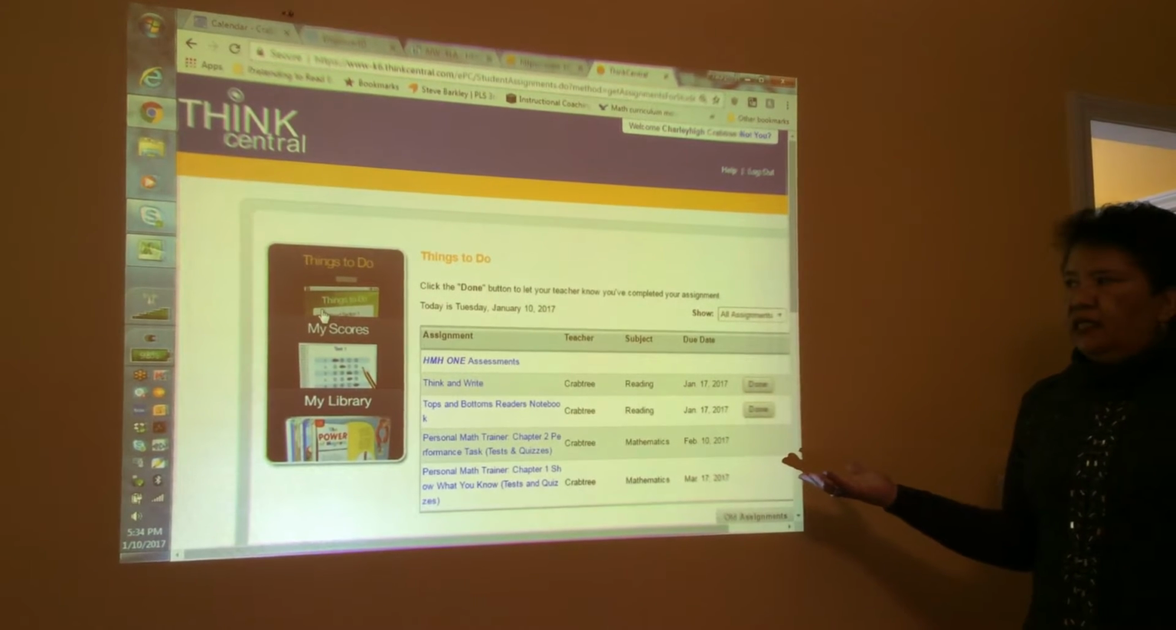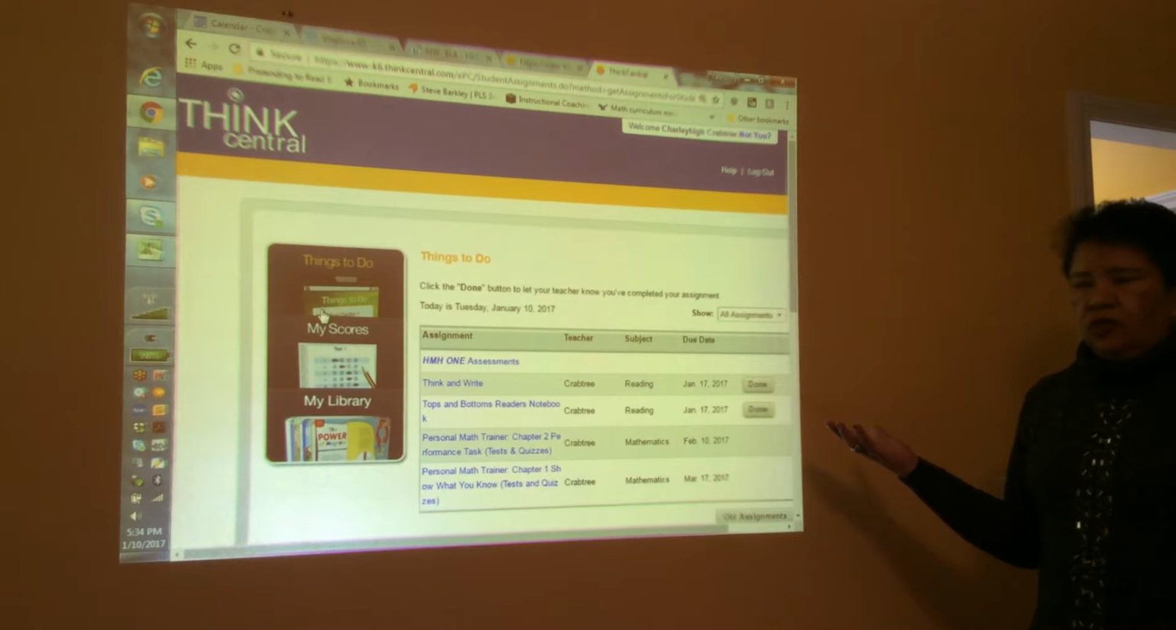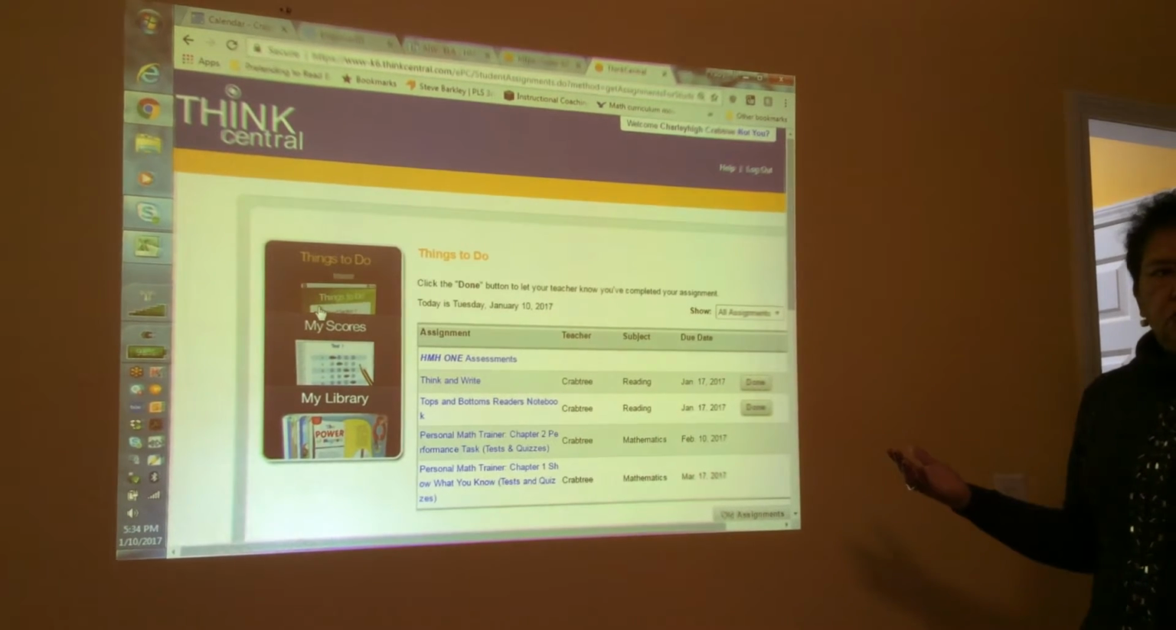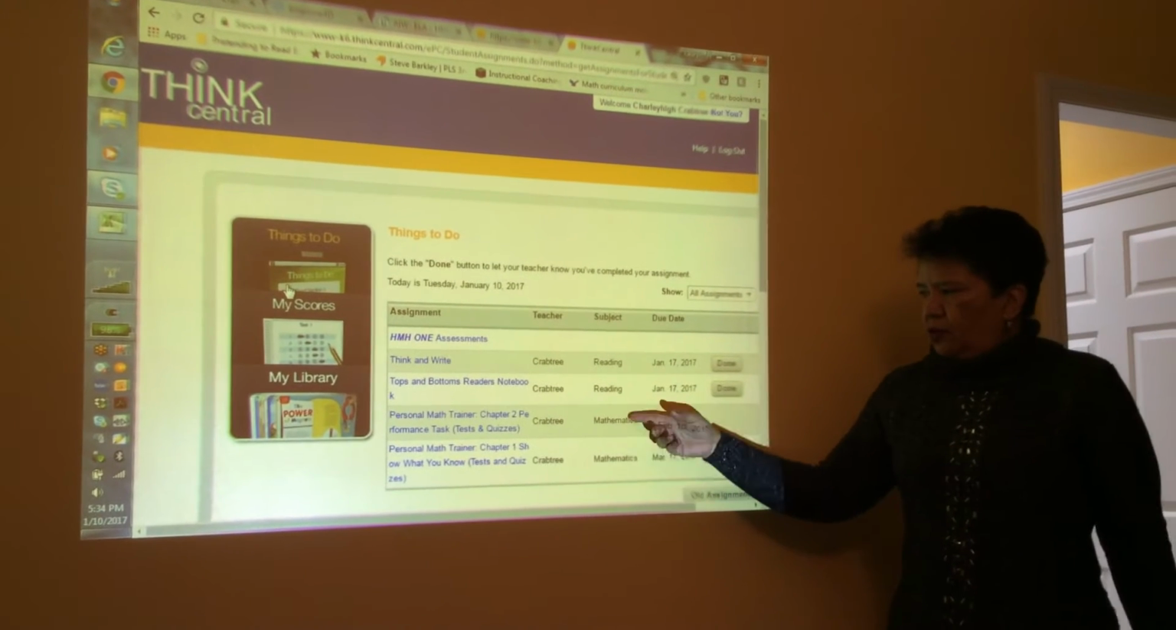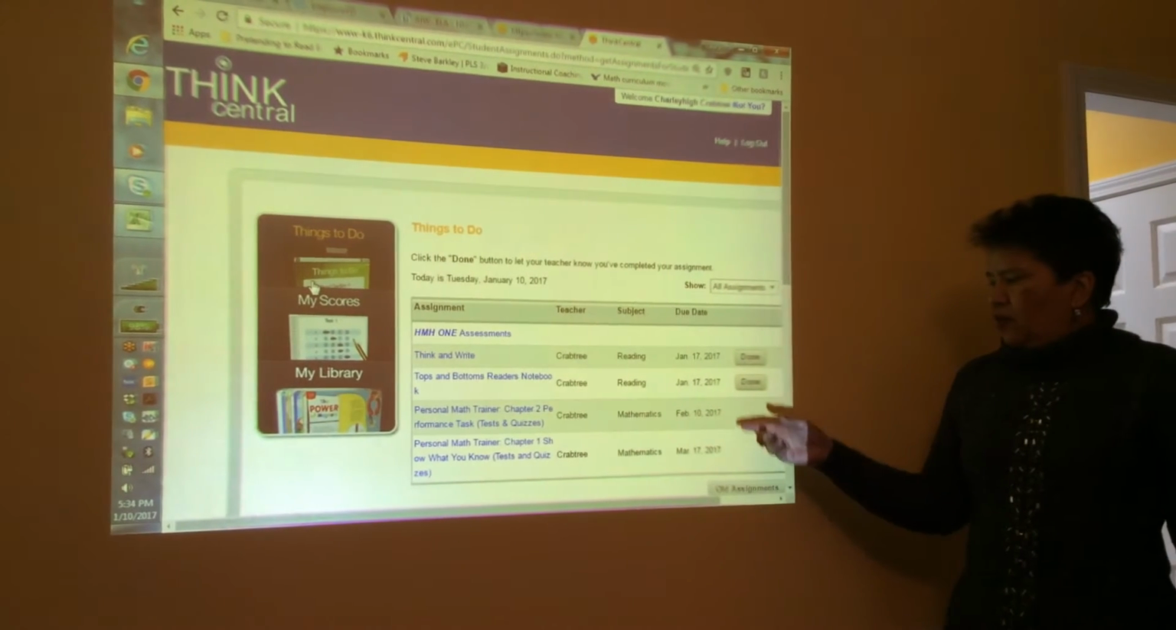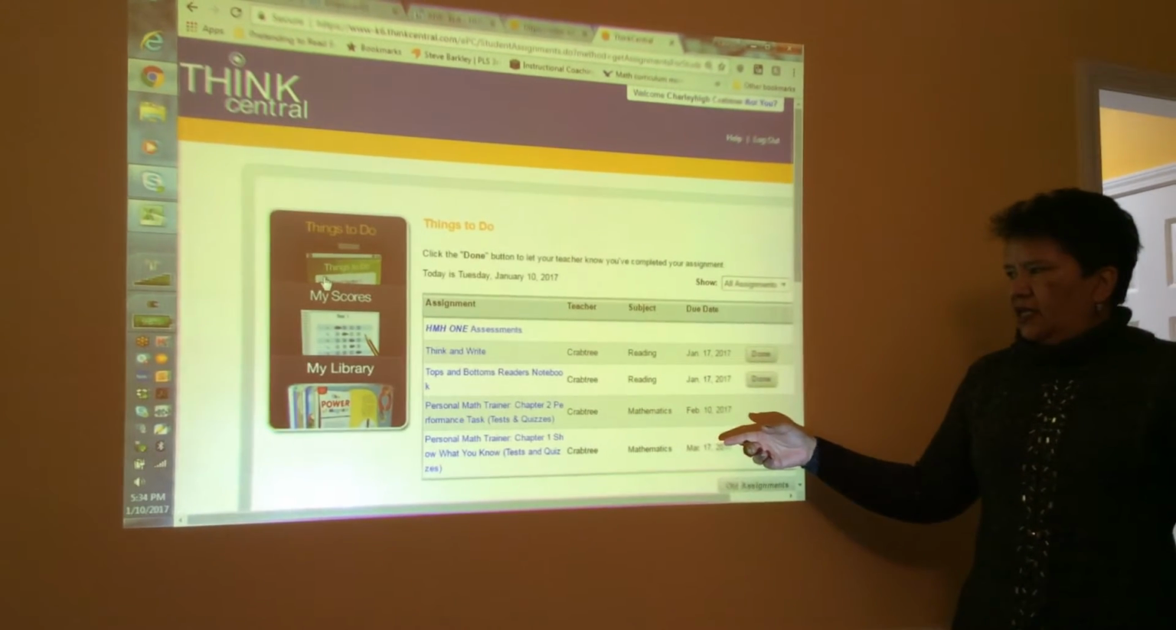So looking at things to do, Charlie just transferred to us from a school that had math, Go Math, but did not have Journeys. So he's just beginning his adventure with Journeys, although he does have a few Go Math assignments from this year that he needs to complete.